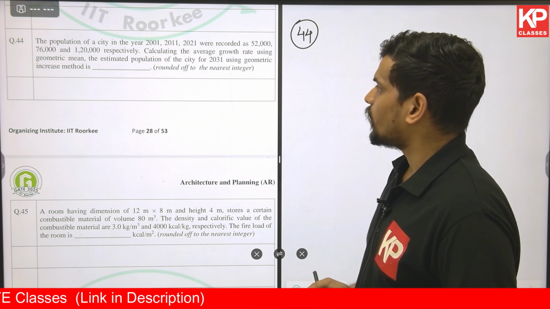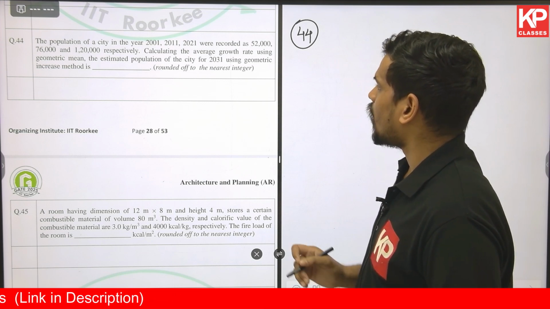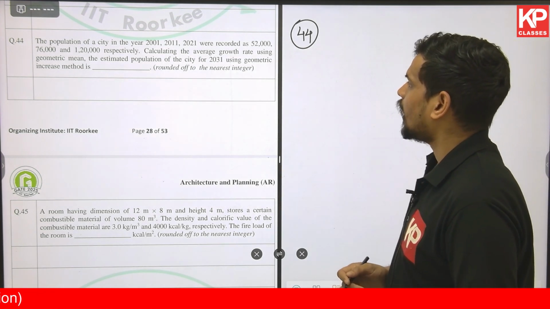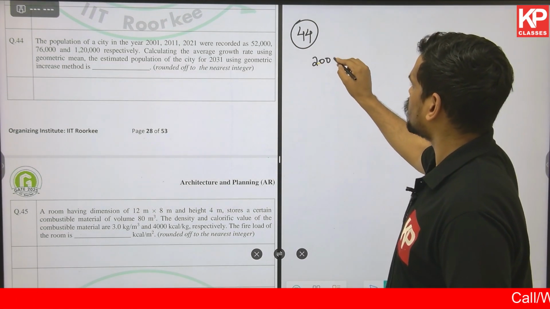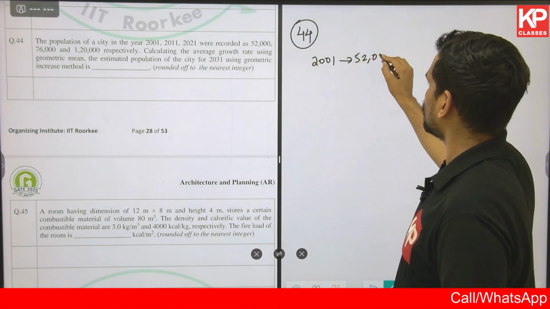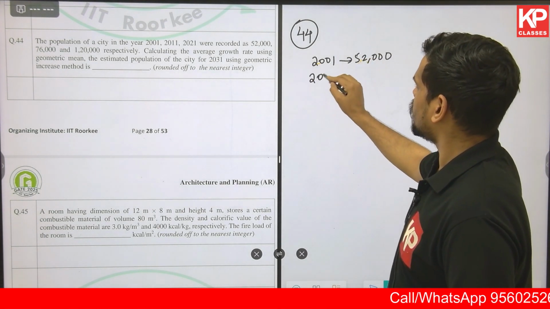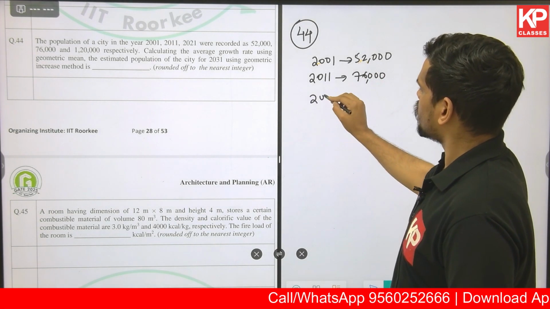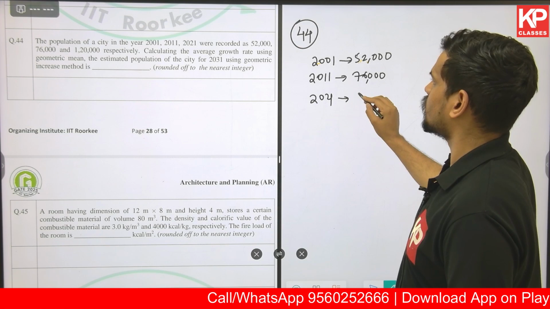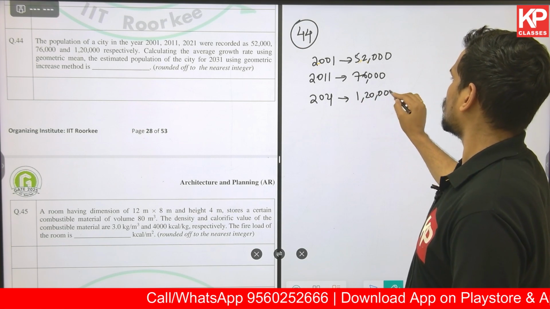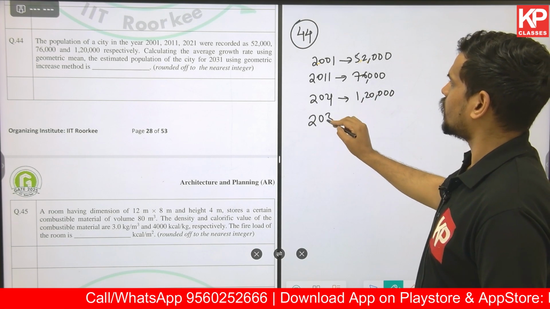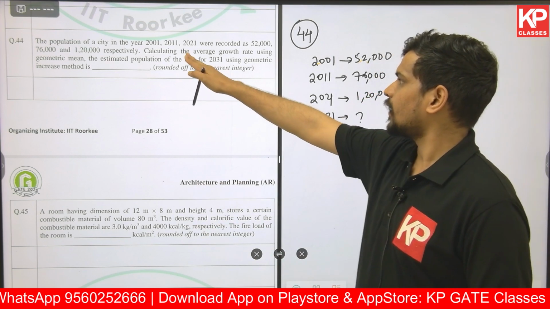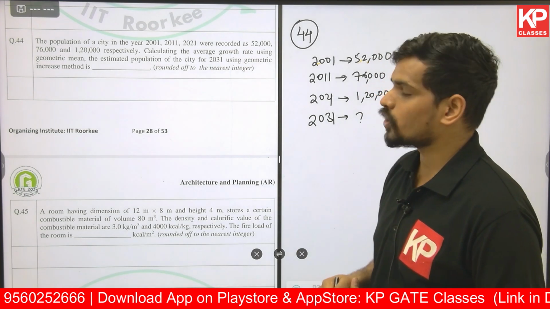The population of a city in the years 2001, 2011, 2021 are recorded. So the populations are given. In 2001 the population is 52,000. The population in 2011 was 76,000. Population in 2021 was 1,20,000. For the population in 2031, what are they asking us? They're asking us to calculate the average growth rate using geometric mean.